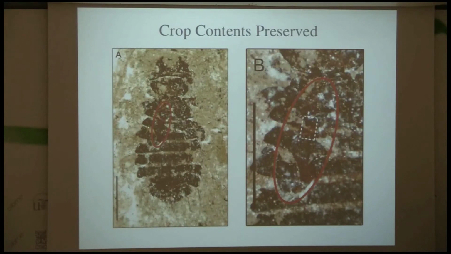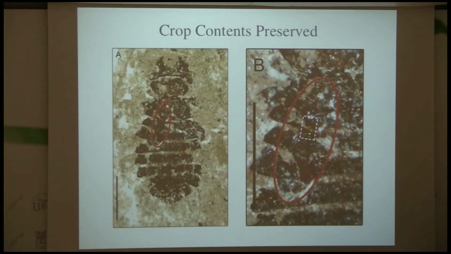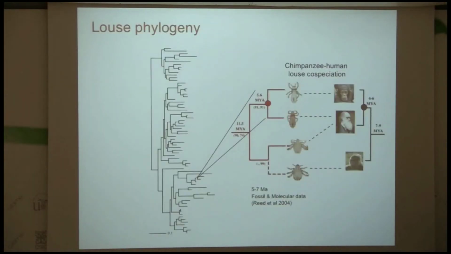And we can see the crop contents here. So the crop is where these lice store their food before it's digested, here and also here. And if you look carefully and squint a little bit, you can maybe imagine there are feather barbs in the crop. If you're paleontologists, you love to do that sort of thing.